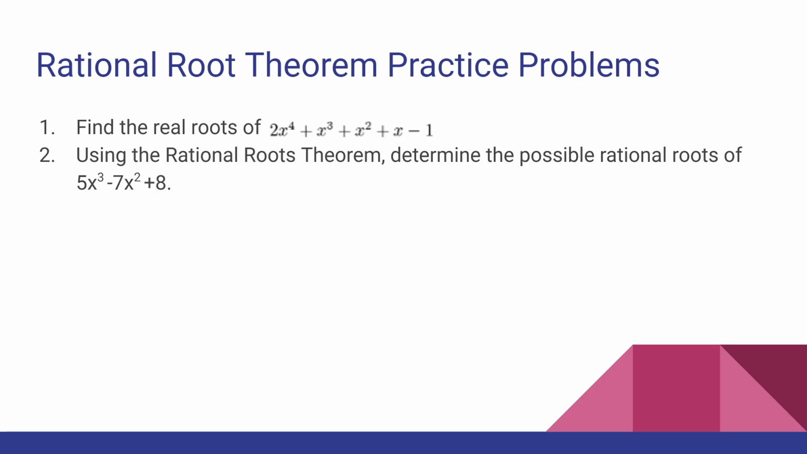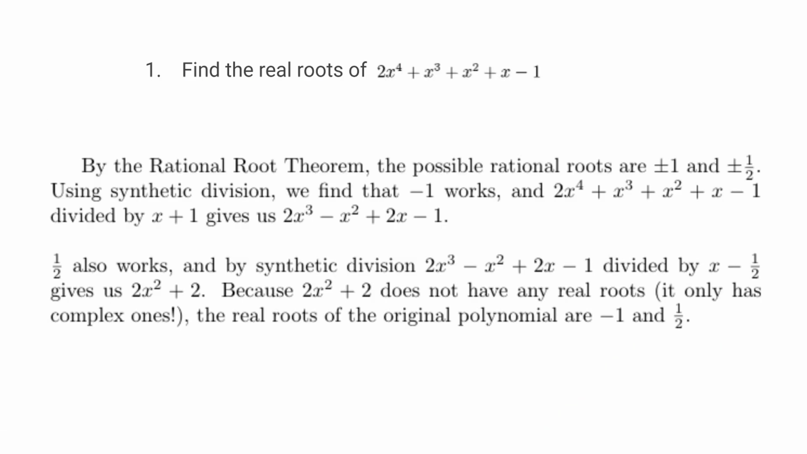Okay, so let's go over the solution. For the first problem, the possible rational roots using the rational roots theorem are plus or minus 1 and plus or minus 1/2. And using synthetic division, we try out each of our possible rational roots, and we find that -1 works. Using that, we get that dividing our original polynomial by x plus 1 gives us 2x cubed minus x squared plus 2x minus 1.